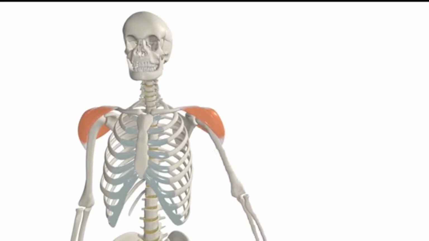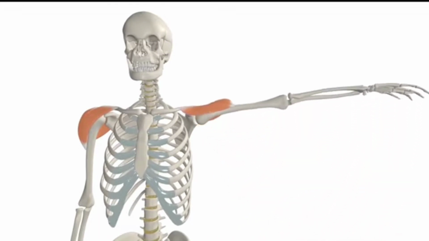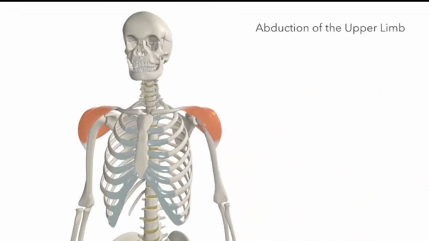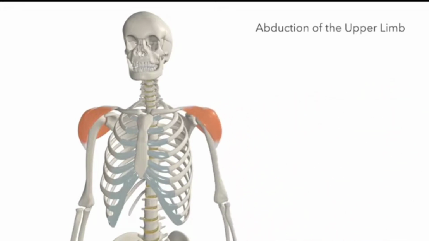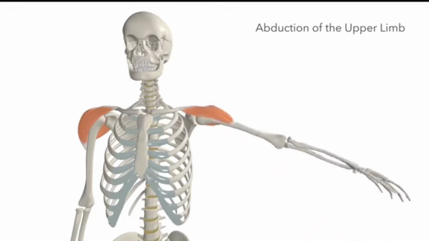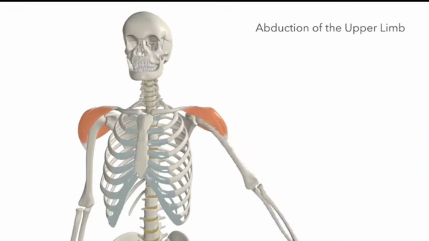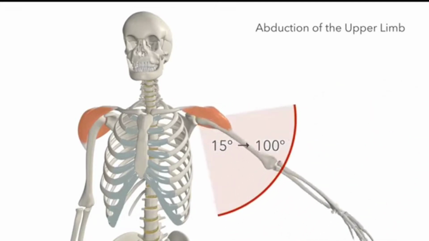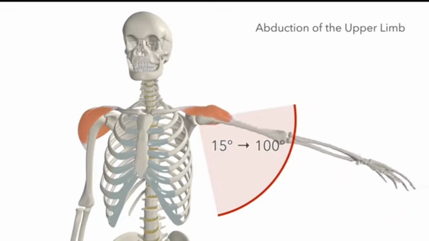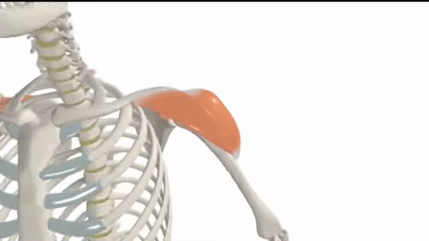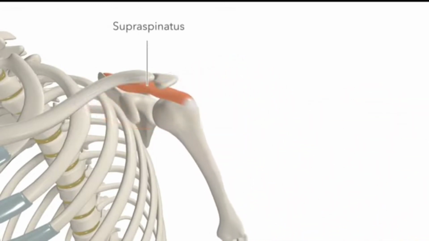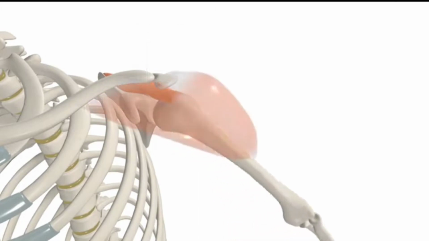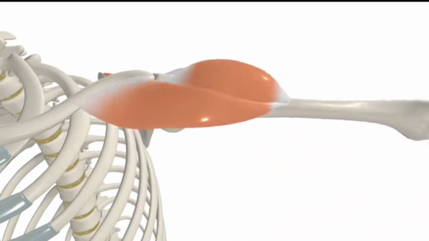And when all three heads are acting together, the deltoid performs abduction of the upper limb. It's essentially the key muscle responsible for this movement, and in particular when the upper limb is between 15 and 100 degrees of abduction. Another muscle, the supraspinatus, initiates the movement, abducting the upper limb for the first 15 degrees, and then the deltoid takes over between 15 and 100 degrees.